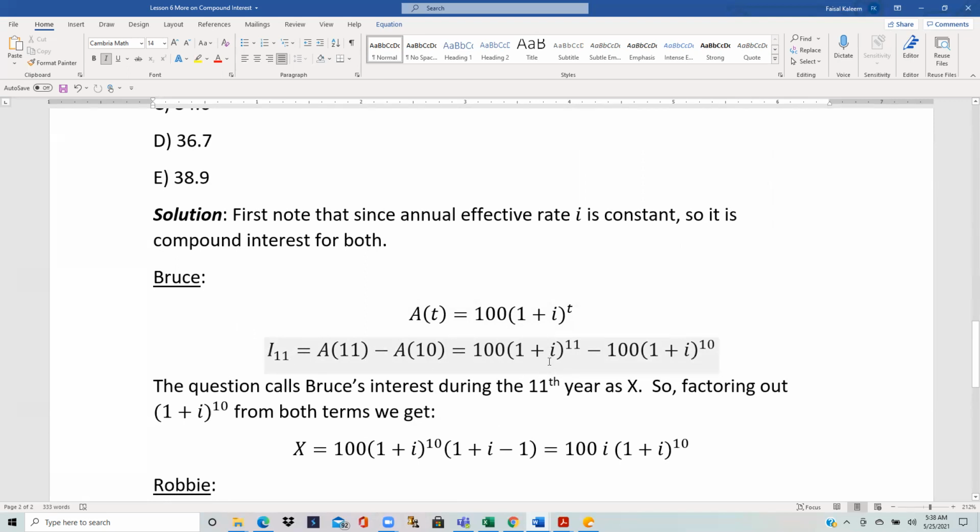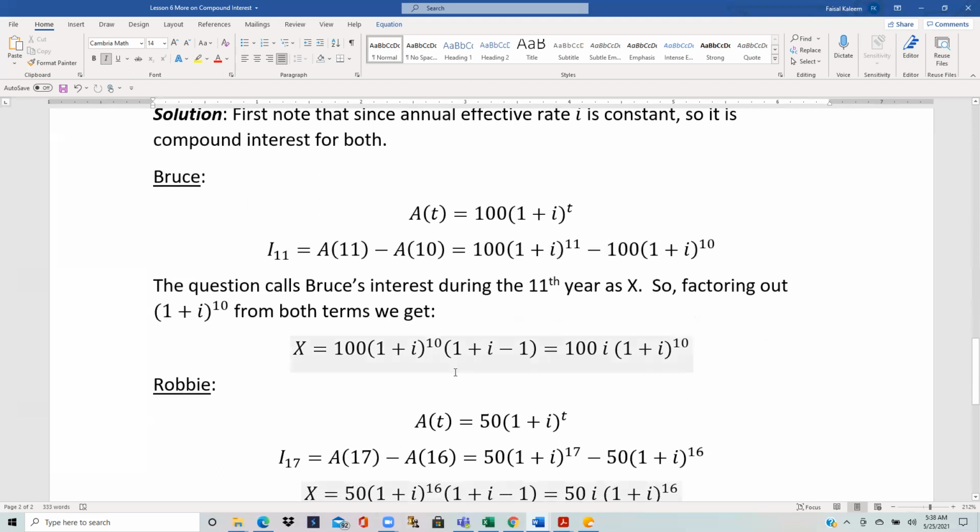This can also be simplified by factoring out 100 and the lower power of 1 plus i, which is 10. So when you factor out 100 times 1 plus i to the 10, you are left with a single power of 1 plus i in the first expression and a minus 1 in the second expression, because all of this was factored out. The 1 and the minus 1 cancel out, and this simplifies to 100i times 1 plus i to the 10.